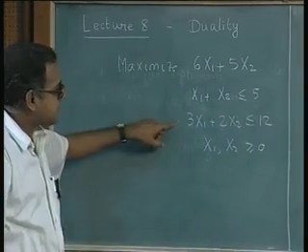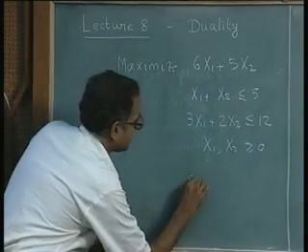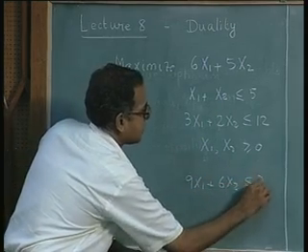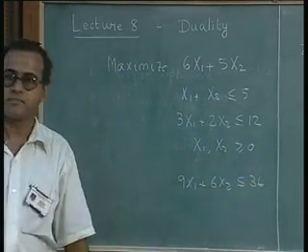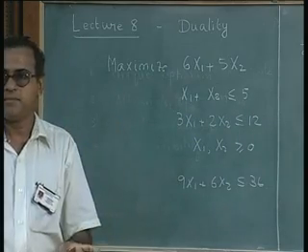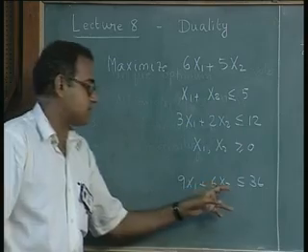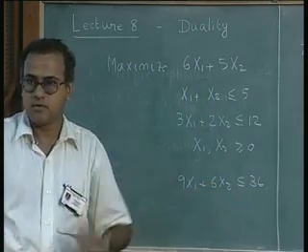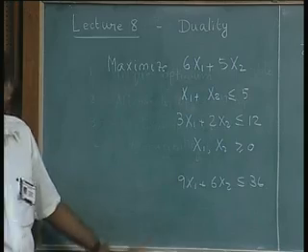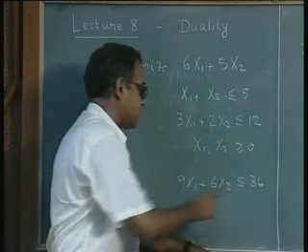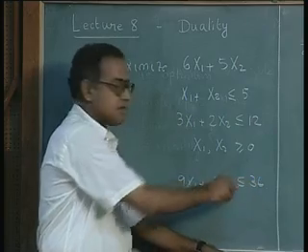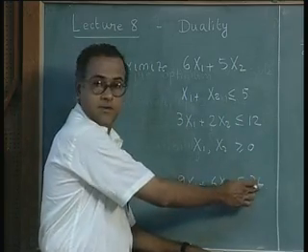If you multiply the second constraint by 3, we get 9x1 plus 6x2 is less than or equal to 36. We know that the optimum solution has to be feasible. Therefore, x1 and x2 are greater than or equal to 0, and the optimum solution has to satisfy all the constraints. So the optimum solution has to satisfy this constraint, 9x1 plus 6x2 is less than or equal to 36.